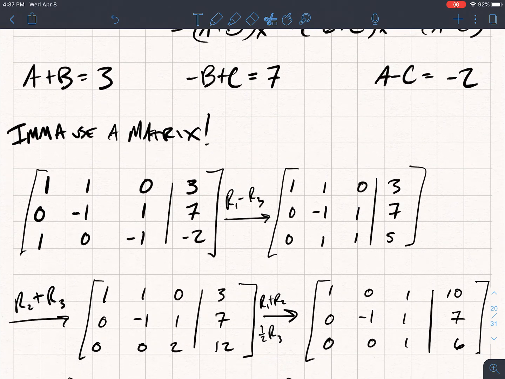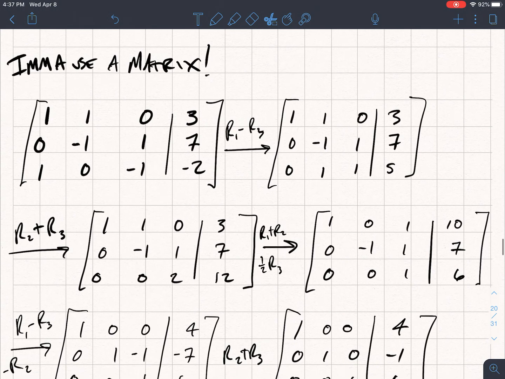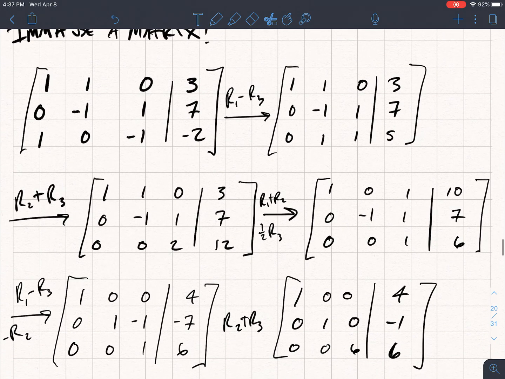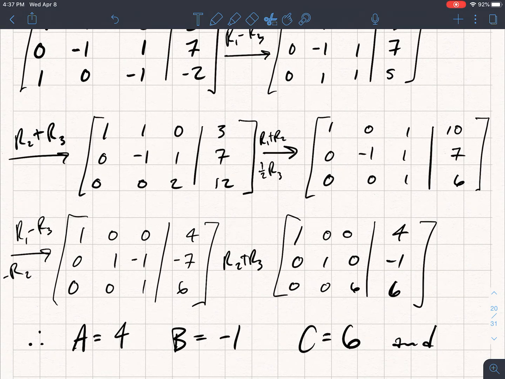You can pause the video and go through each step if you like and check my work. It's not a bad exercise. I'm going through this mostly to show you that this is a tool that we've learned previously that you can use again when you're trying to solve these sorts of problems. And then get my a, b, and c.